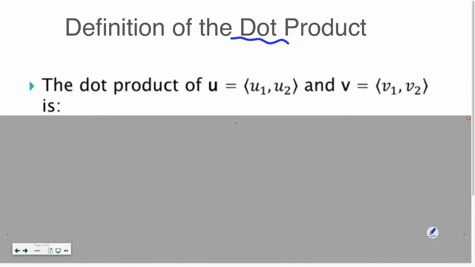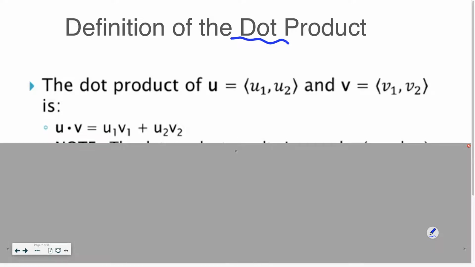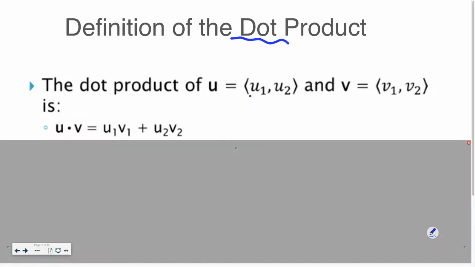Since it is the dot product, we're going to use a dot to notate our multiplication. So this is how the dot product works. We are going to take the horizontal components and multiply them together. Then we'll take the vertical components and multiply them together.